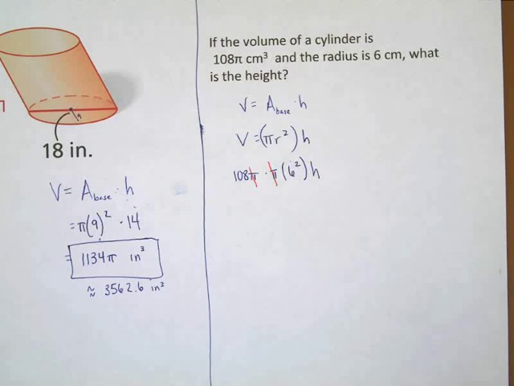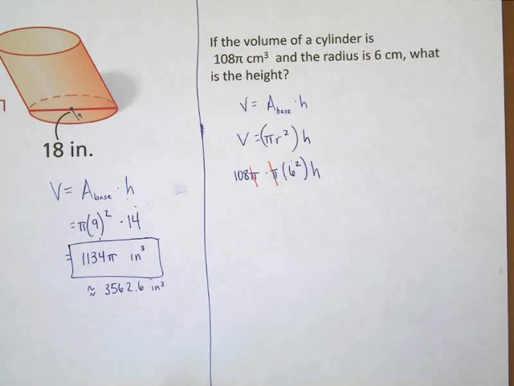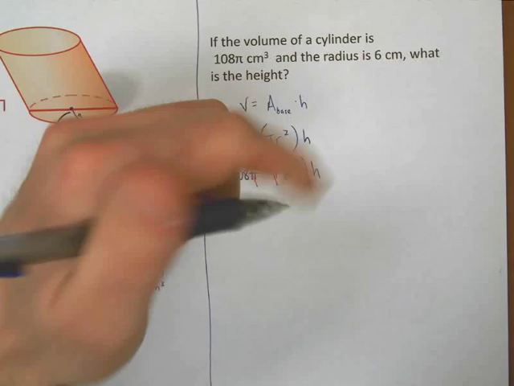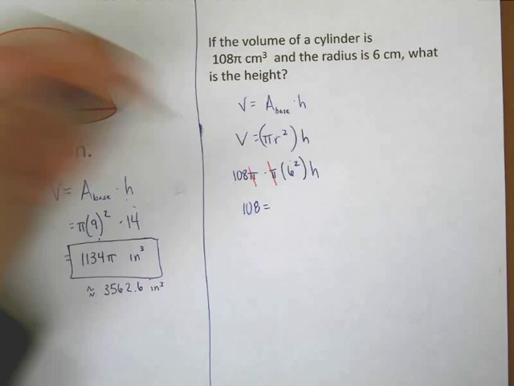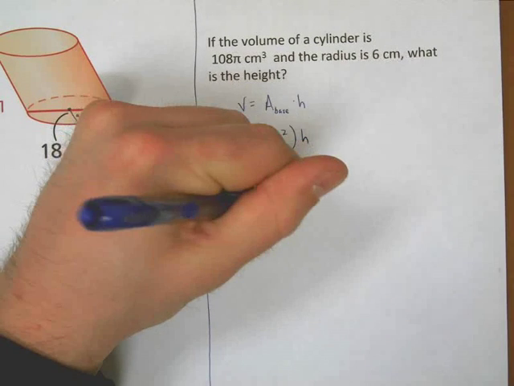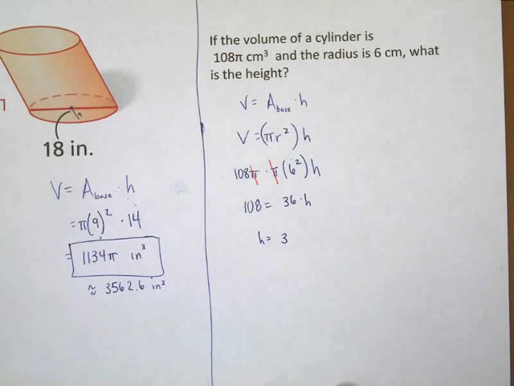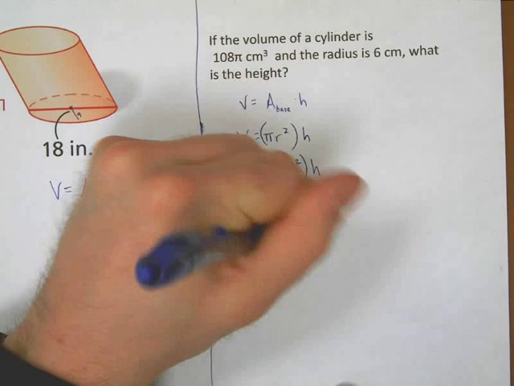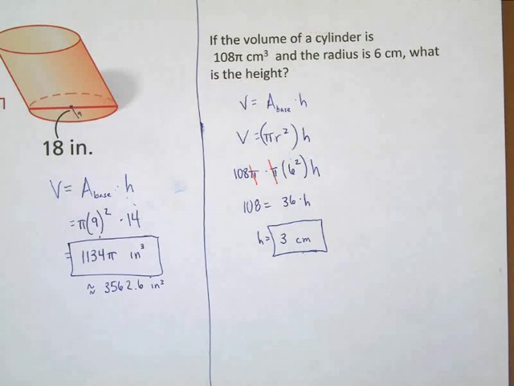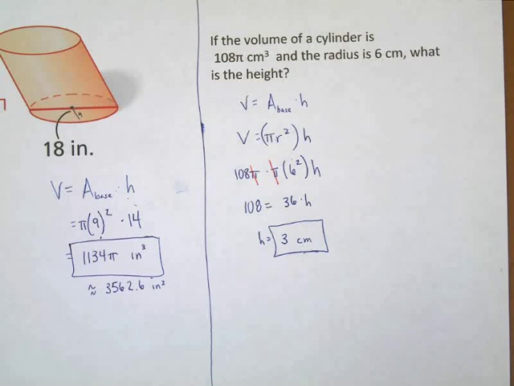That's important because I have a pi on each side, so they go away. 6 squared is 36, so I have 108 on the left. The pi's have gone away, so that's equal to 36 times h. H must be 108 divided by 36. It must be 3. Looks like our units are in centimeters. It must be a 3 centimeter tall cylinder. Okay? I guess that really didn't have to do with the slanted thing, but that was just one way of working backwards and another problem dealing with prisms and cylinders.